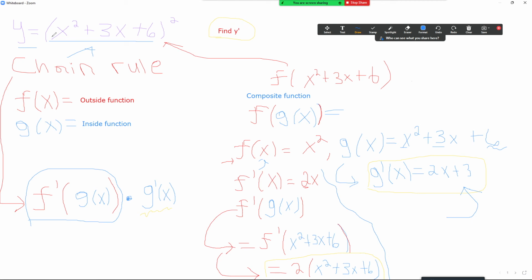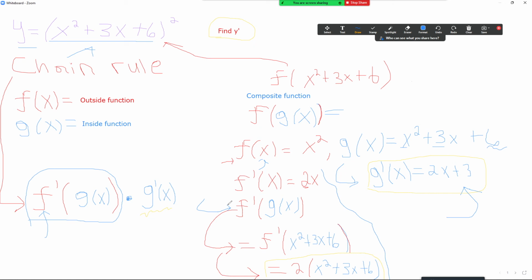Once you can identify your outside and your inside function, you find the derivative of your outside function first. And then you substitute, because from chain rule, it's the derivative of the outside function. That's what this part is saying. f prime represents the derivative of the outside function, but you're substituting the inside function into this derivative of your outside function. So that's why we come to this step here. I substitute the inside function into the outside derivative, and that represents the first part of your chain rule.